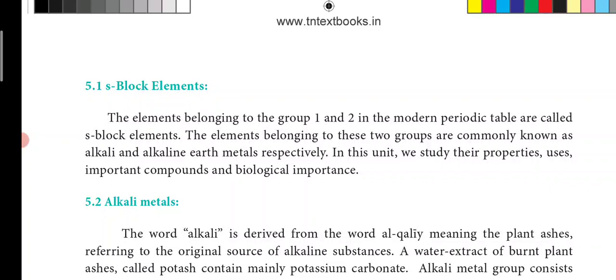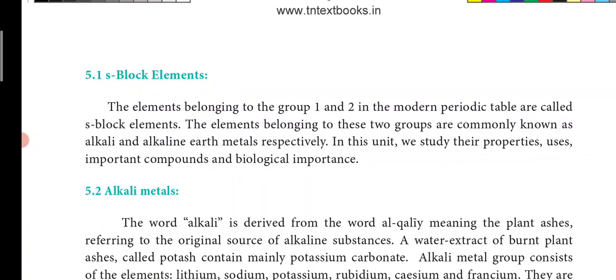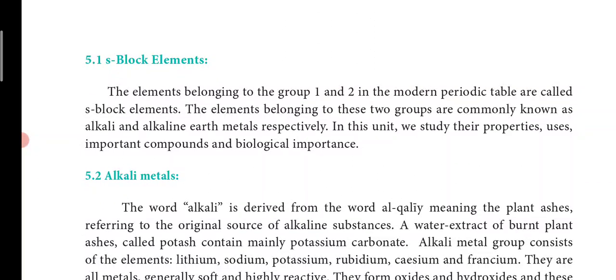S block elements. The elements belonging to group 1 and 2 in the modern periodic table are called S block elements. We all know in the periodic table we have 4 different blocks: S block, P block, D block and F block. When do we place an element in S block? If the electrons enter into or complete the S subshell, then that element will be placed in the S block. In that way we have 2 groups in S block alone. They are group 1 and group 2. Group 1 elements are alkali metals, group 2 are alkaline earth metals. We are going to study them in detail here.